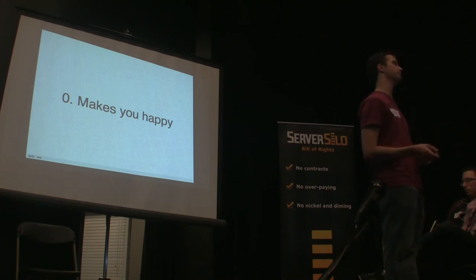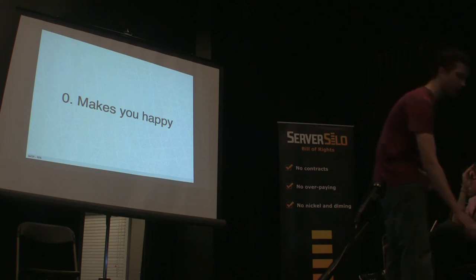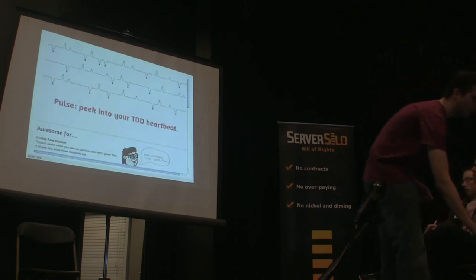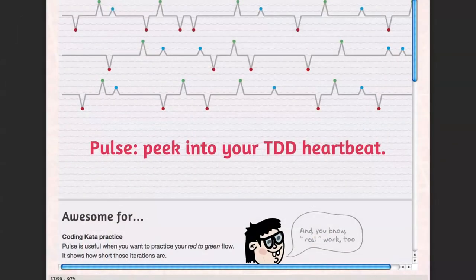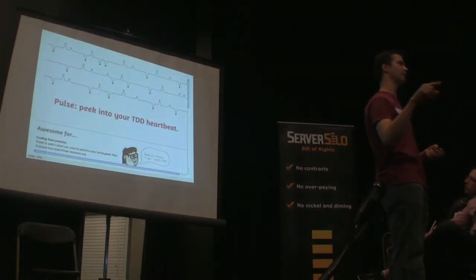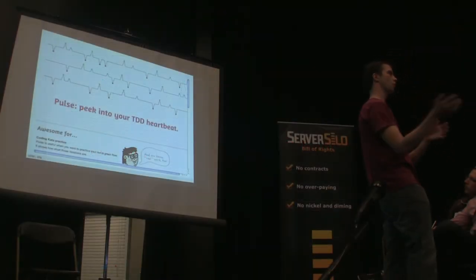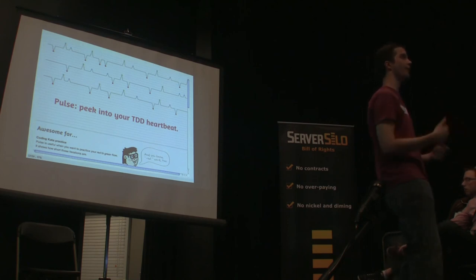If you're using Eclipse as your IDE, there's a couple of tools that are pretty nice about that. The first is Pulse, which is just a little plugin that, every time you write a failing test, gives you a graph of your tests passing or failing over time. Every time a test fails, you get a little red dot. Every time a test passes, you get a little green dot. And when you refactor, you get a little blue dot.